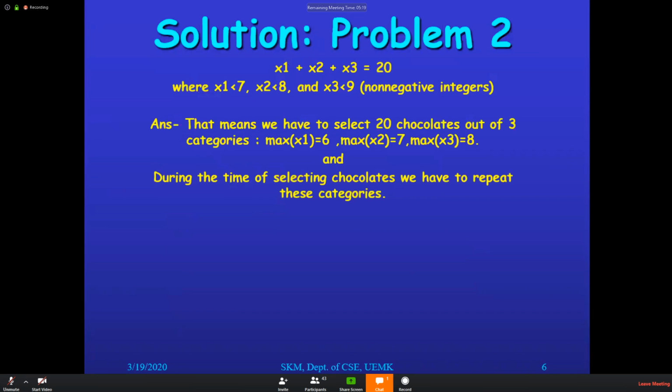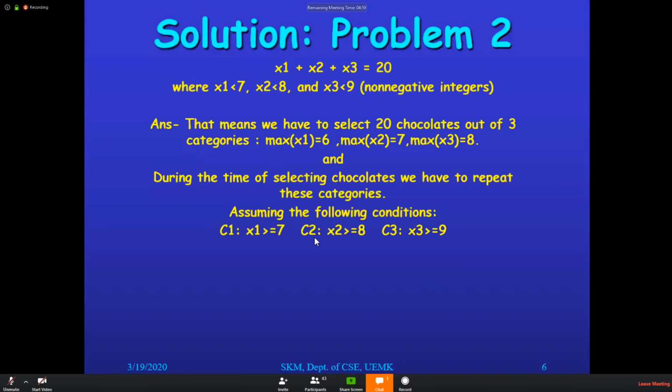So it's a repetition kind of thing we are having. Now, make the point clear how we are solving. First, we are assuming the reverse condition. It was mentioned that x1 less than 7 is allowed, but we are choosing a condition where x1 greater than or equal to 7.